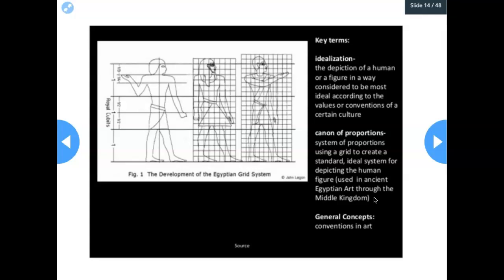And that's why Egyptian art looks so similar. That's why you recognize it, even though you may not know that much about it. The concept of idealization means that a figure is depicted in the most ideal way according to the values or the conventions of this culture. And so typically we see this composite pose as the idealized version of the way to represent a human figure.